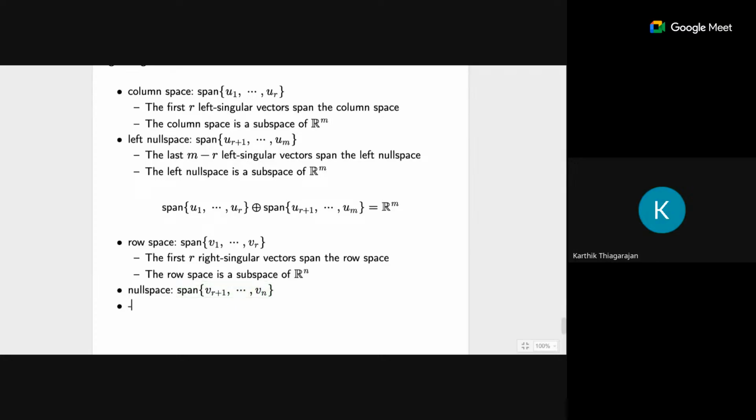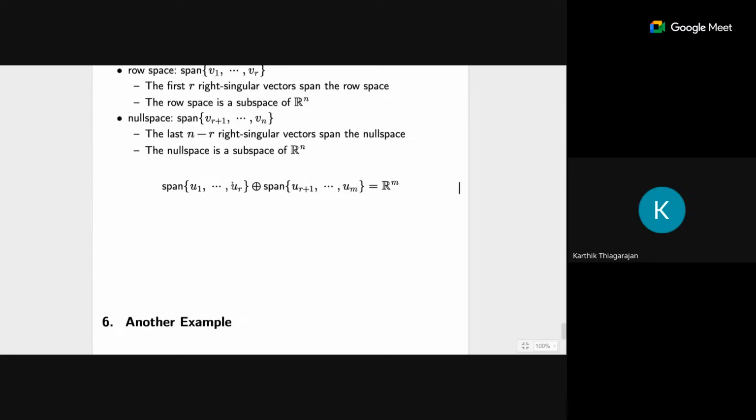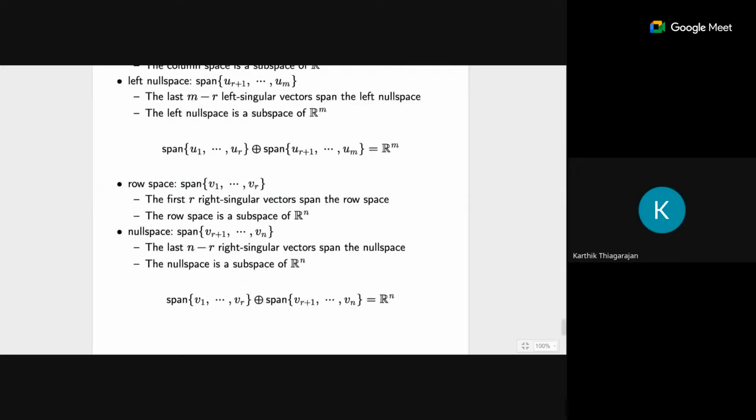Okay, and the last n minus r right singular vectors span the null space. The null space is a subspace of Rn. You can likewise say that you add these two subspaces, V1 to VR and VR plus 1 to Vn, and you can recover the original space Rn. So this is a very, very important property.